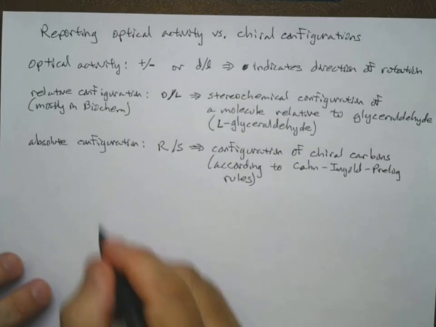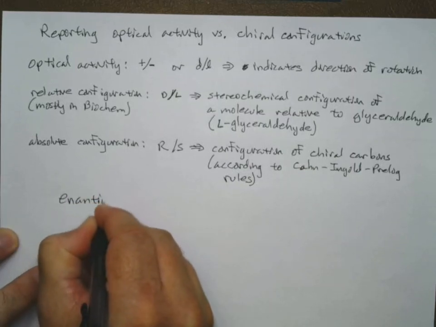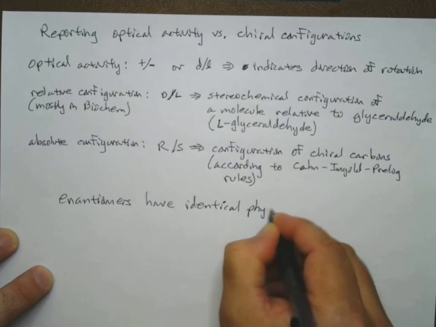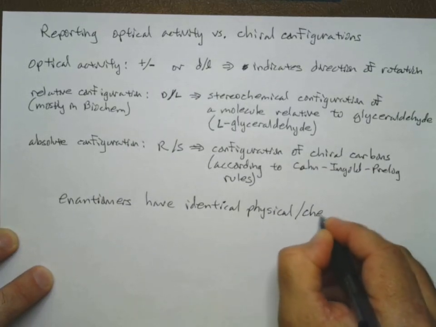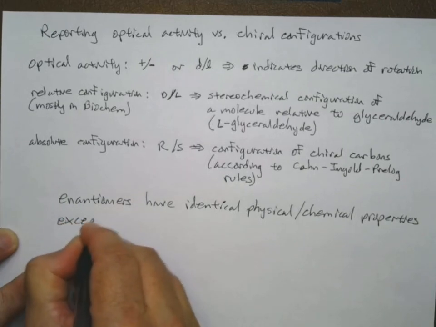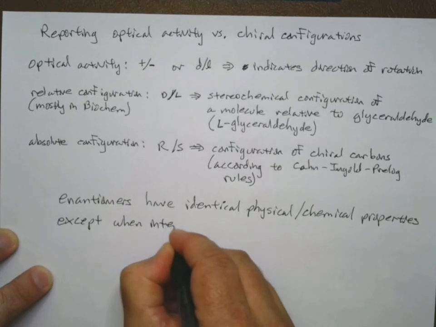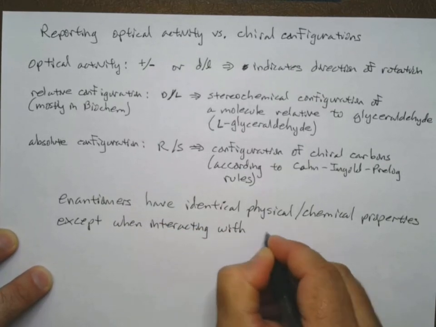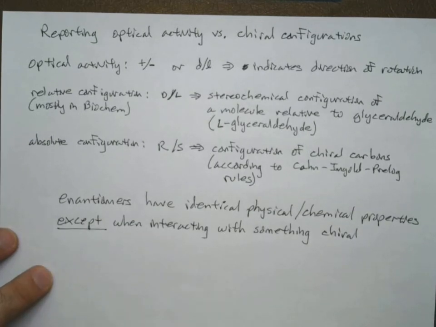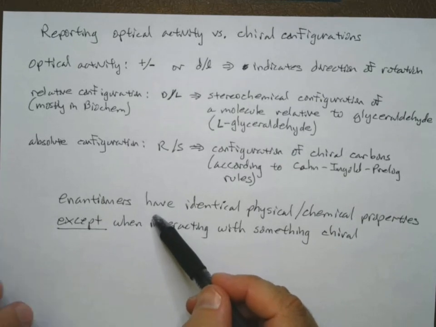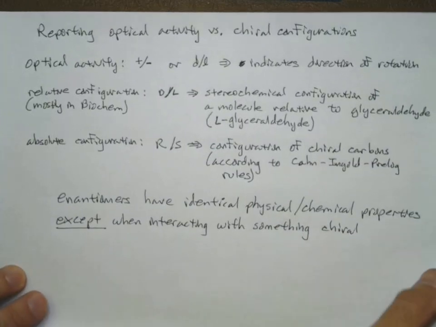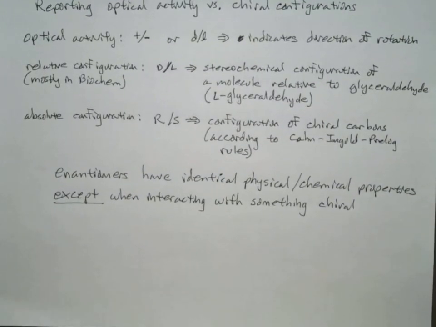And I do want to mention one thing, which is that enantiomers have identical physical and chemical properties, except when interacting with something chiral. So a pair of enantiomers should both have the same boiling point. If they don't have the same boiling point, then one's not pure. That's about all I could say about that. But enantiomers would have the same boiling point.